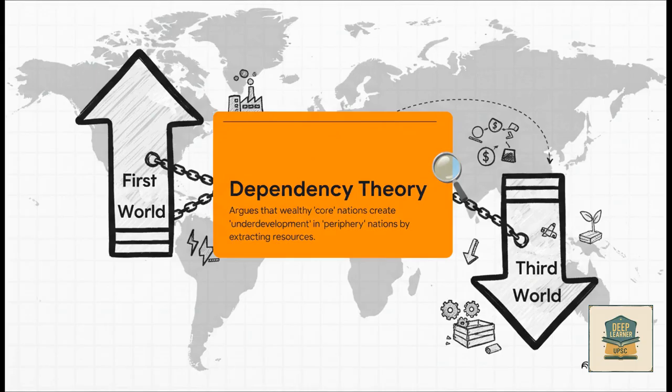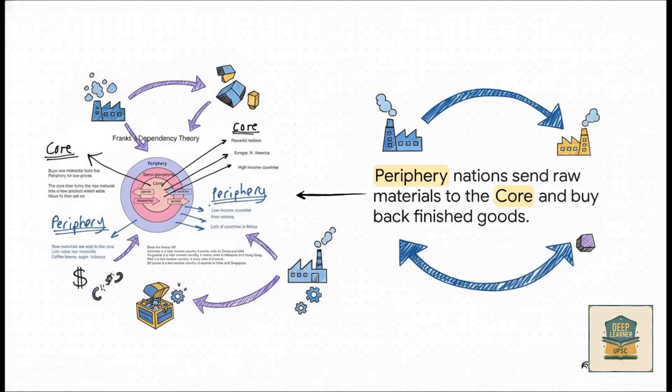It's designed for extraction. And here's how it works. It's a cycle of extraction. You have raw materials and cheap labor flowing from the poor countries, the periphery, to the wealthy core countries. The core then uses all that to make expensive, high-value goods, which it then sells right back to the periphery for a massive profit. This creates a trap, a cycle of dependence, that one theorist famously called the development of underdevelopment. So it's not a ladder everyone can climb. It's a structural trap that's very hard to escape.